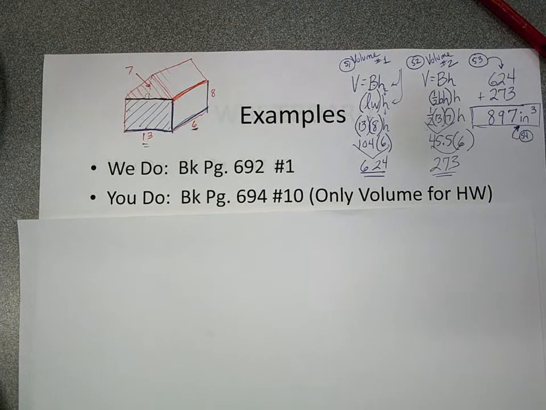I did the rectangle first. Base times height times 9 got 90. Multiplied that by 12, got 1080. Then I did triangle. V equals half the base times height. And I did 10 times 5. Did 50. Divided that by 2. 25. Times 12. 300. Add that together.